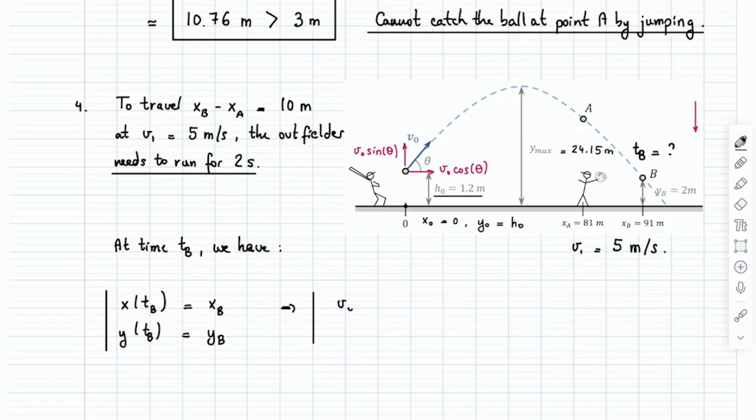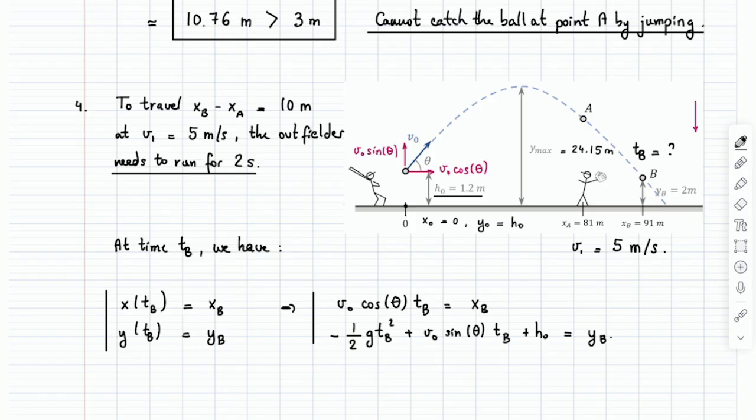I can use V0 cosine theta TB is equal to XB, and then minus 1/2 G TB squared plus V naught sine theta TB plus H naught, don't forget that, is equal to YB. All right, well, pick your poison. Both have only one unknown, which is TB.